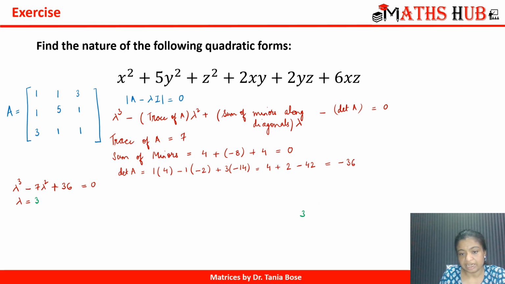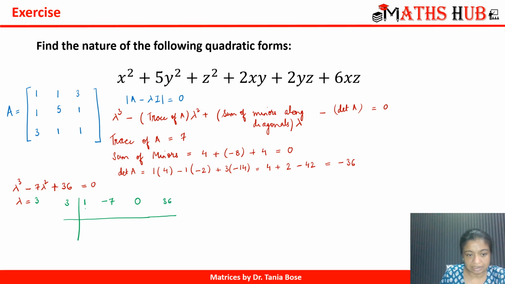Now let us try to divide this given equation by lambda equal to 3 to get a quadratic one. So we are placing 1, then the next coefficient is minus 7. Then lambda is not there, we'll write 0 and we have 36 over here, right? So bring the first term as it is. Multiply 3 into 1 is 3. Add them, minus 4. 3 into minus 4 is minus 12. Add, minus 12. 3 into minus 12 is minus 36. Add them. You will get a 0. So the quadratic is lambda square minus 4 lambda minus 12 is equal to 0.